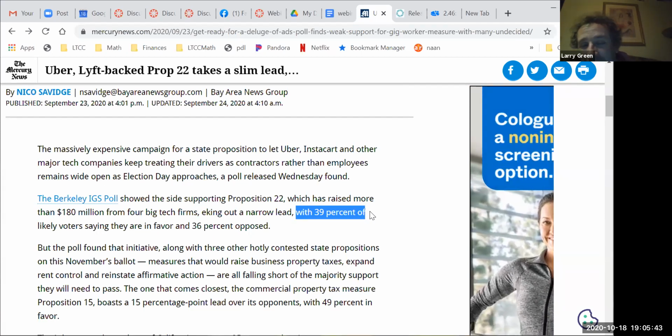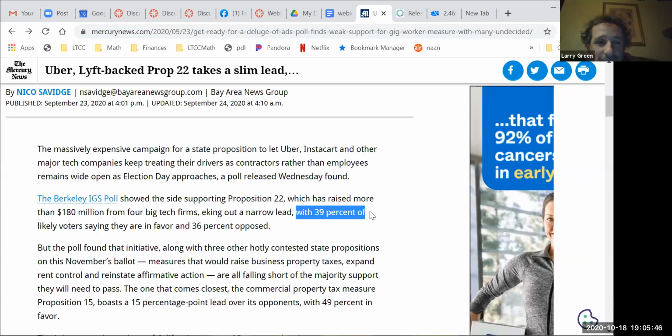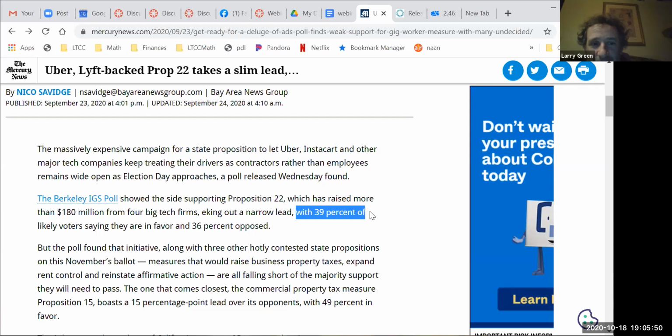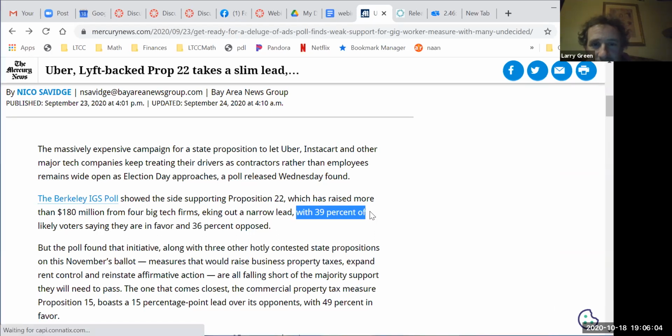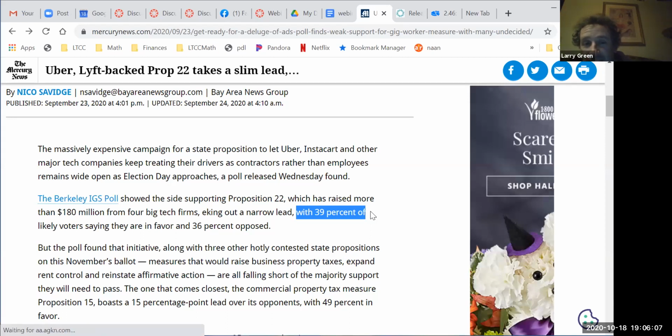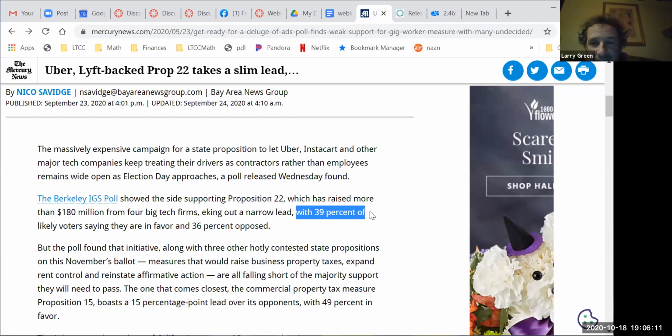So do you believe that right now 39% of all California likely voters are in favor of Prop 22? What do you think? Okay, do you think they know this? Do they know that exactly 39% of all California likely voters are in favor? Okay, definitely not. How do I know for sure that they don't know this? My guess is you probably know for sure too, but I know for sure.